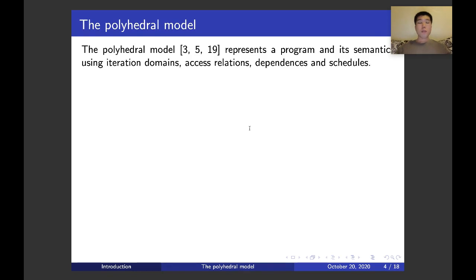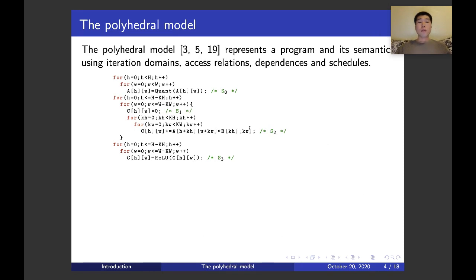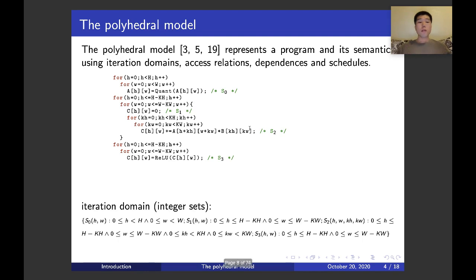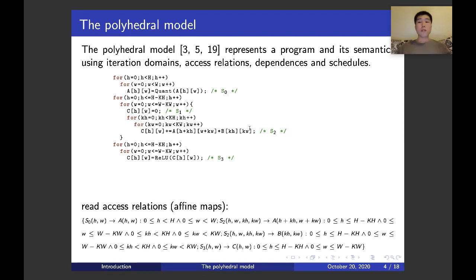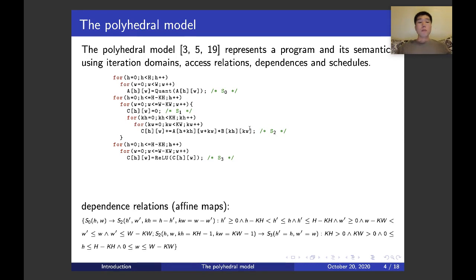So what is the polyhedral model? The polyhedral model represents a program using iteration domains, access relations, dependences, and schedules. For the code shown on the page, which was extracted from deep neural network examples, the polyhedral model represents its iteration domain using an integer set. It can also compute its read and write access relations using affine maps. So, the polyhedral model can also compute dependence relations for the program using read and write access relations.